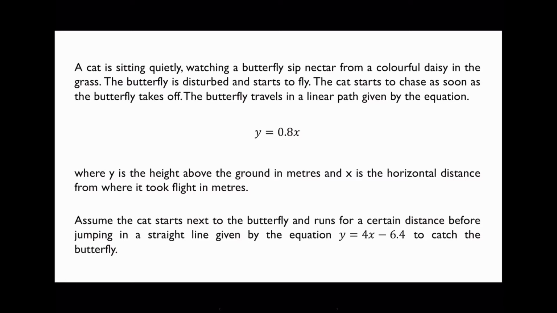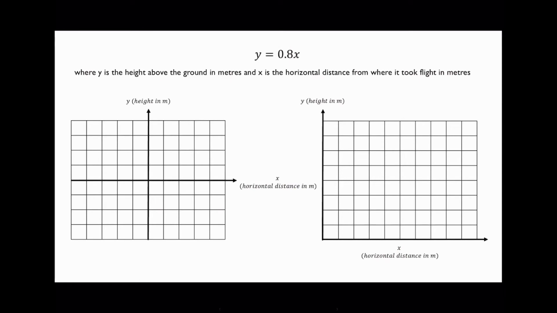Assume the cat starts next to the butterfly and runs for a certain distance before jumping in a straight line given by the equation y = 4x - 6.4 to catch the butterfly. The first thing I want to quickly emphasize is that this is your equation for the butterfly, and this is your equation for the cat, but I really want to stress what the variables actually represent, okay? Here, y is the height above the ground and x is the horizontal distance. The very first question of part B wants us to sketch both of these equations on the exact same set of axes.